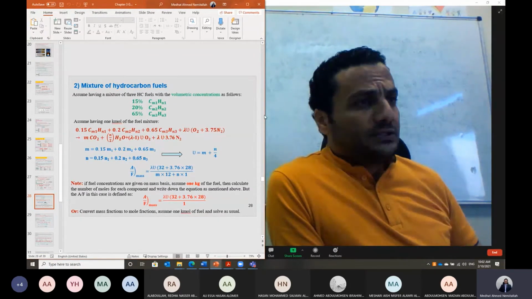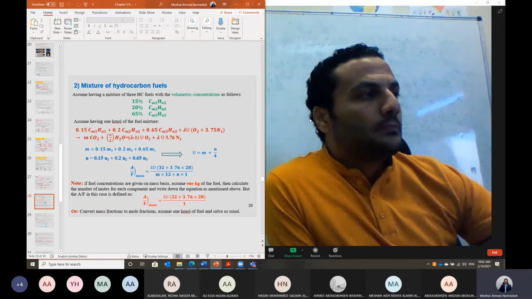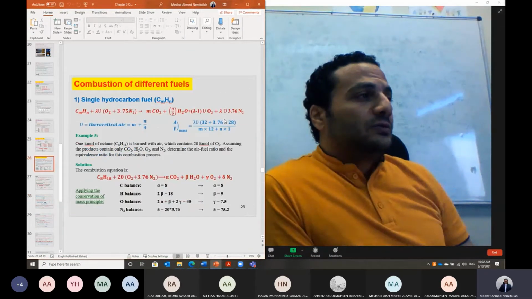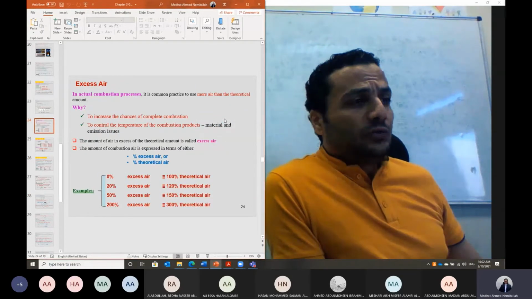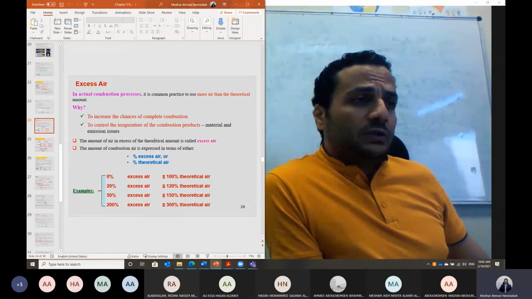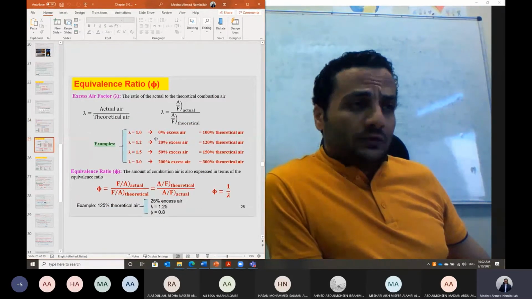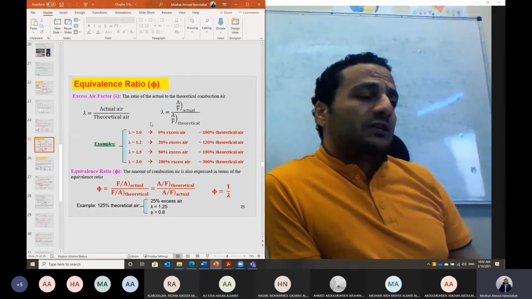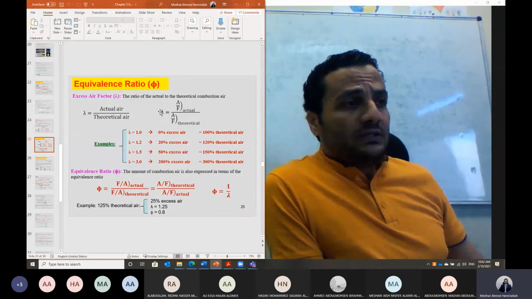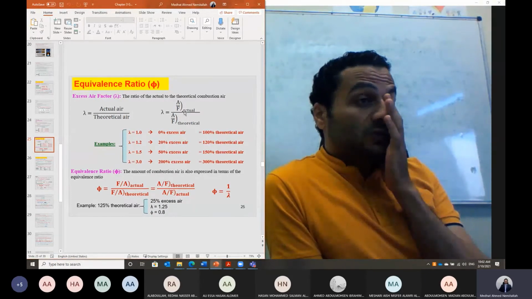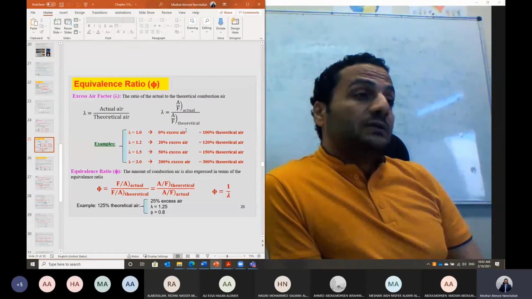Let's continue today. Last time we talked about how to write down the combustion equation for different kinds of fuel, and how to calculate the actual air to fuel ratio when we have excess air. We defined the excess air factor lambda, which is the ratio between the actual air to fuel ratio divided by the theoretical air to fuel ratio.